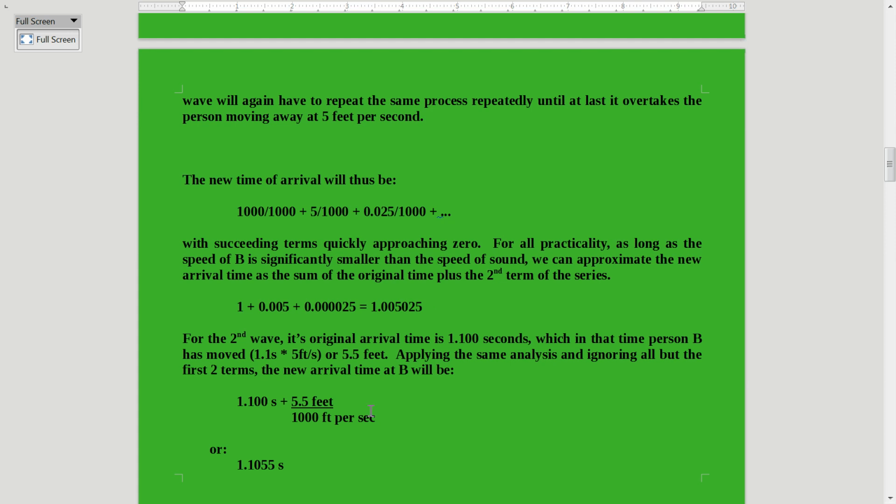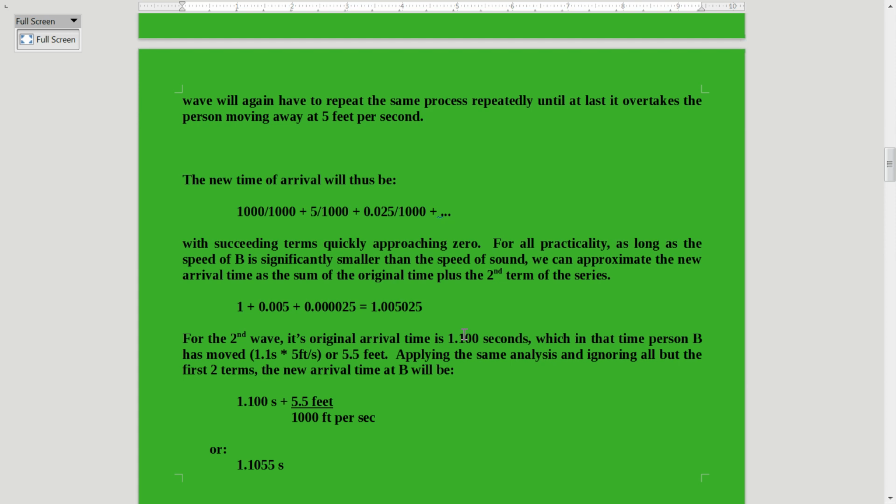So, that's for the first wave. What happens with the second wave? The second pulse. Well, for the second pulse, it has to travel both the distance of 1,000 feet, plus it was delayed by 1/10 of a second. So to reach point B, it's going to take 1.1 seconds.